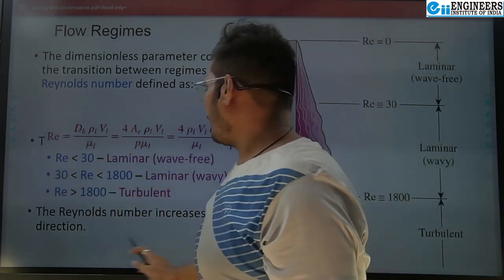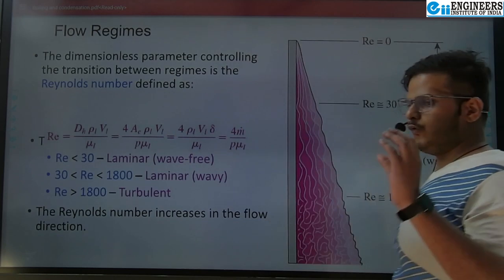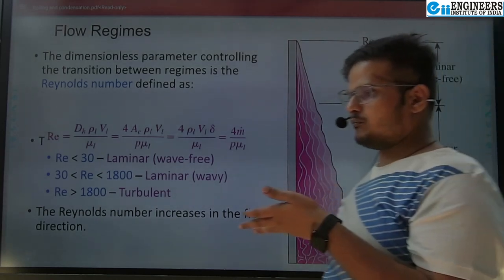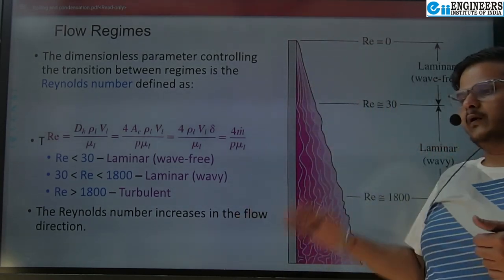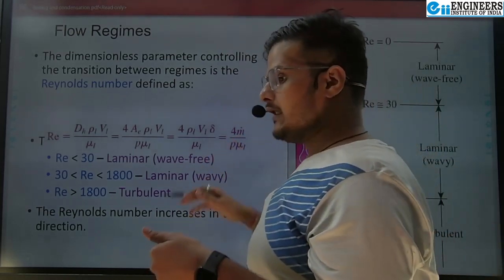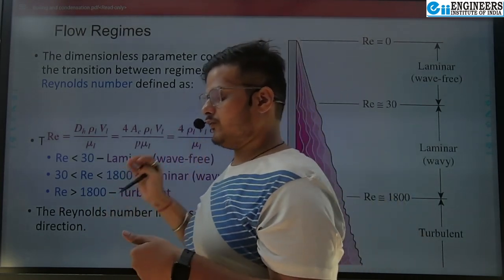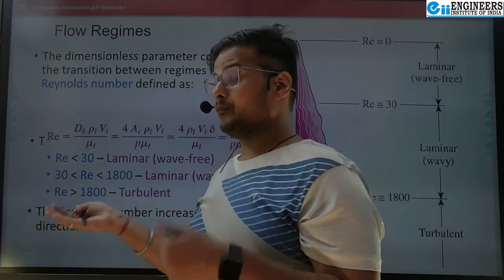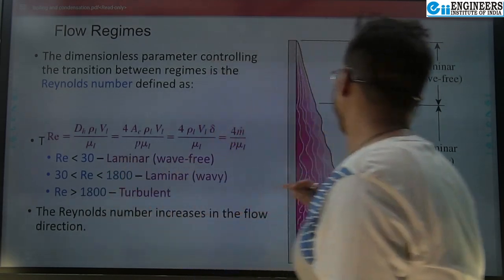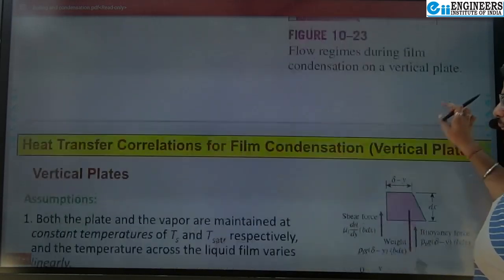When the Reynolds number increases beyond 1800, the film condensation over a flat plate becomes turbulent, and this is given over here. You can remember those magnitudes: for flow through a cylinder, the critical Reynolds number is 2300. For flow over a flat plate, the critical Reynolds number is 5 into 10 to the power 7. Then for the flow regime during condensation heat transfer, when the laminar wavy terminates and forms the turbulent, the critical Reynolds number is 1800, and that can be estimated by the formula 4 m dot by P mu.